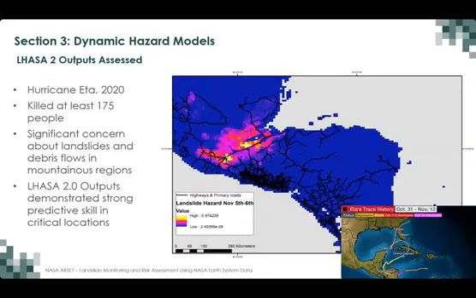So let's use another example to assess the potential outputs from the LASA2 model, the landslide hazard assessment outputs. So here's an example from Hurricane Eta in 2020. This was a major hurricane that impacted Central America and led to a large number of landslides, particularly in some of the mountainous regions. What you can see in this larger figure here is the landslide hazard estimate for one of the specific days in this rainfall event.